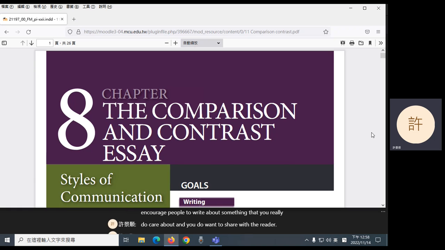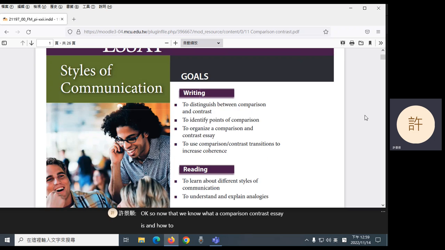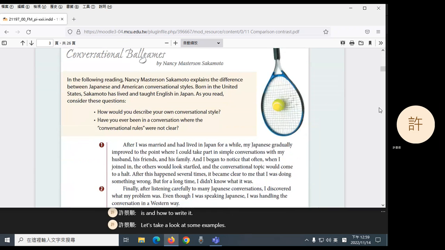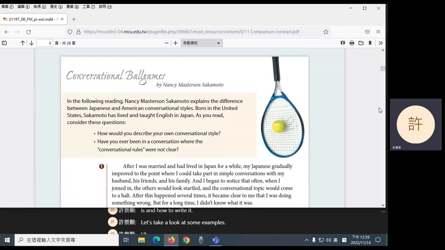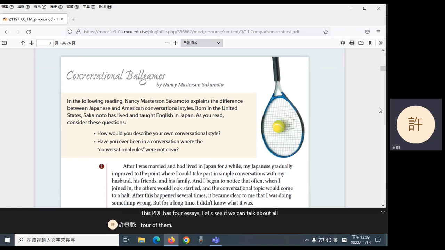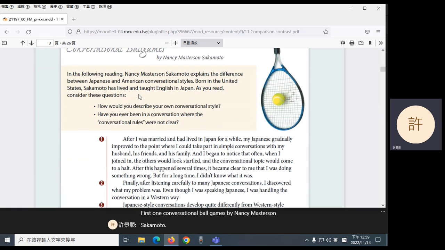Okay, so now that we know what a comparison contrast essay is and how to write it, let's take a look at some examples. This PDF has four essays. Let's see if we can talk about all four of them. First one, Conversational Ball Games by Nancy Masterson Sakamoto. So the introduction tells you this is an essay comparing Japanese and American conversation styles.